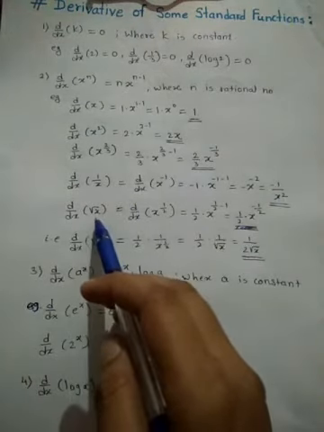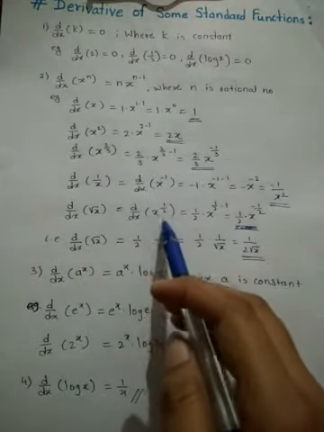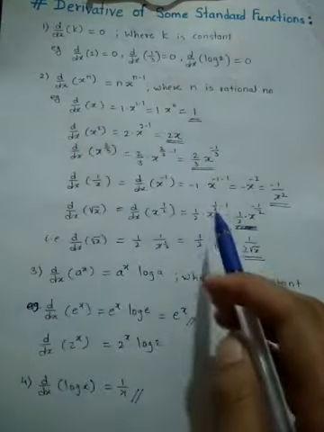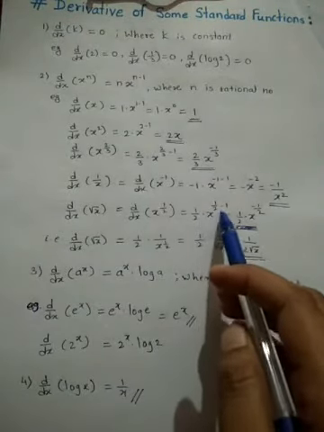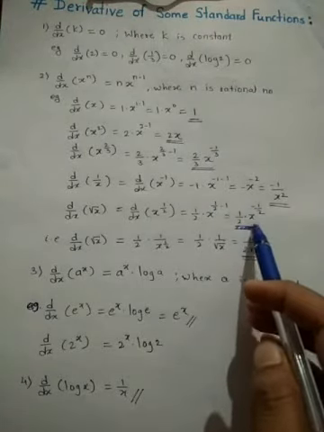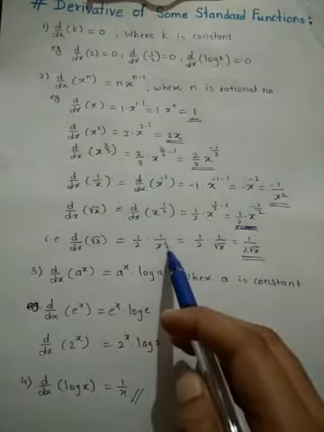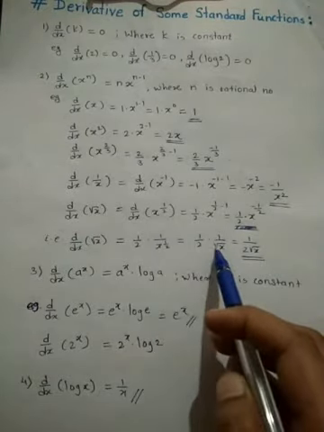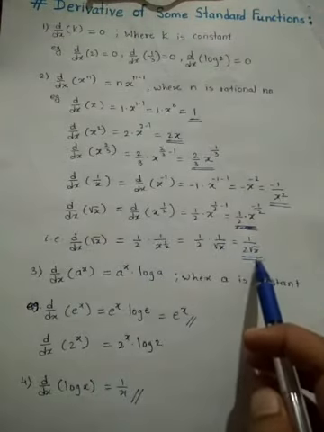Similarly, derivative of root x. Derivative of root x means x raised to 1 by 2. Apply the formula for derivative of x raised to n. We get 1 by 2 into x raised to 1 by 2 minus 1. After simplification, we get power minus 1 by 2. X raised to minus 1 by 2 is nothing but 1 upon x raised to 1 by 2. But x raised to 1 by 2 is nothing but root x. After multiplication, we get derivative of root x is 1 upon 2 root x.